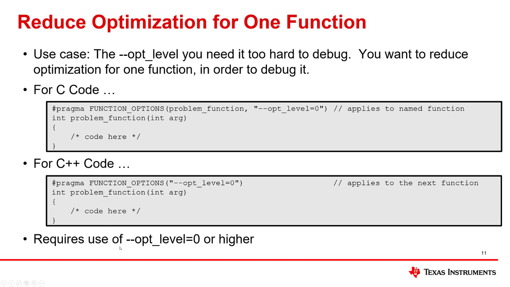One note worth making: you have to build with some level of optimization for this to have that effect. If you build with no optimization at all, then this function options pragma gets ignored, and then the whole thing doesn't work the way you might expect.